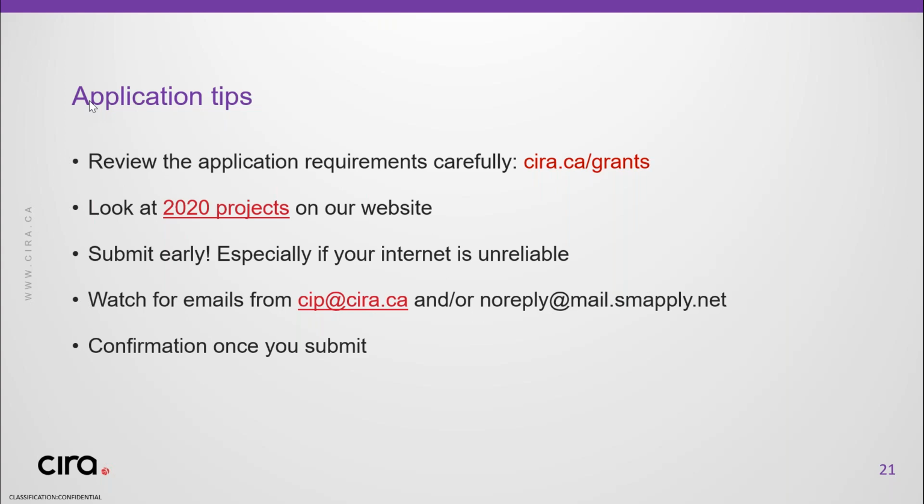Emails will be automatically generated as part of the application process, and these are the emails to watch for. So please make sure you check your junk mail, spam, and quarantine folders for these emails that you'll likely see from us. And you will receive confirmation in an email once your application has been successfully submitted. So watch for that. And if you're unsure, you can email us at cip@cira.ca, and that's where you can reach us and you can reach Maureen. So those are a few tips, and now we will go into our questions.